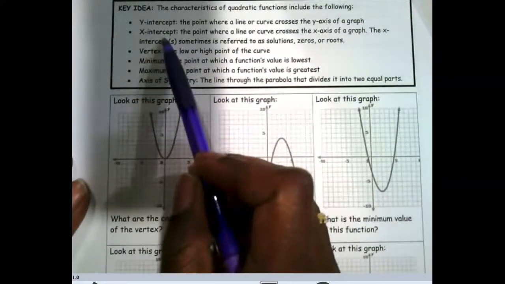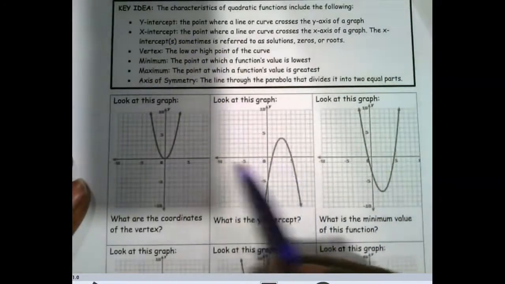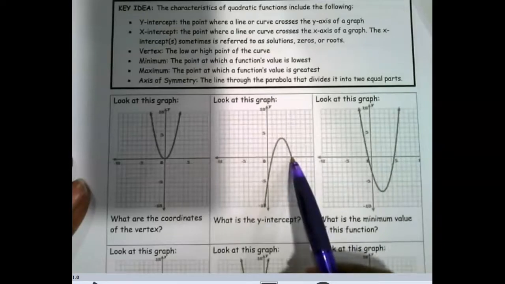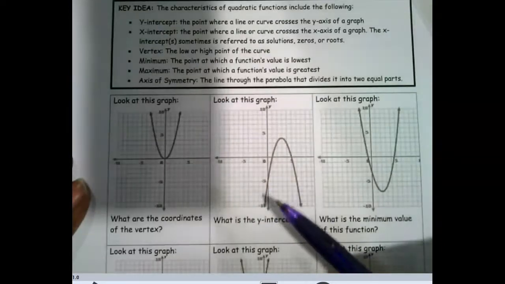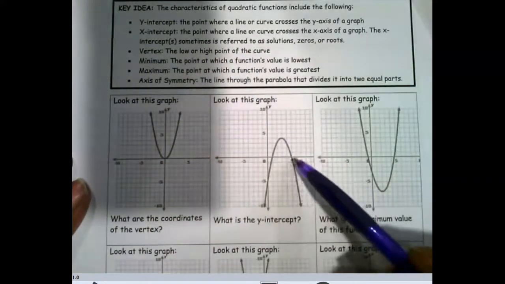Then we've got the x-intercept, where the point or the line crosses the x-axis. So this would be an x-intercept, and this would be an x-intercept. It's sometimes referred to as solutions, zeros, or roots. We can also look at it as a factor, and we'll talk about that more later.